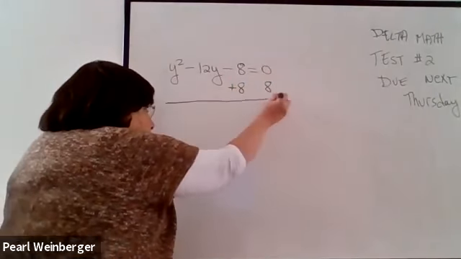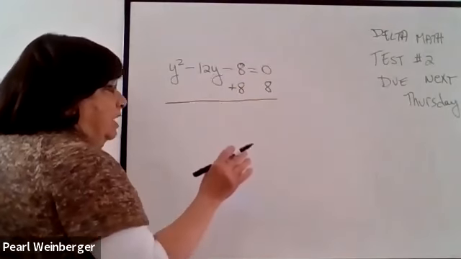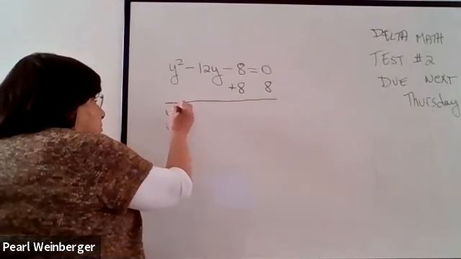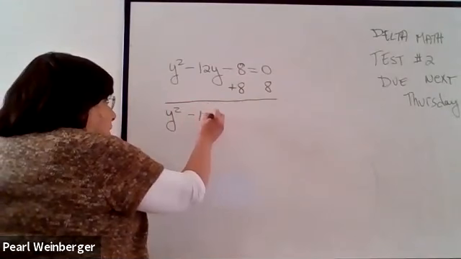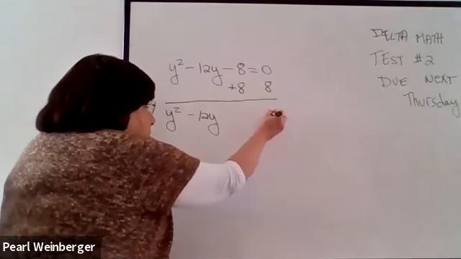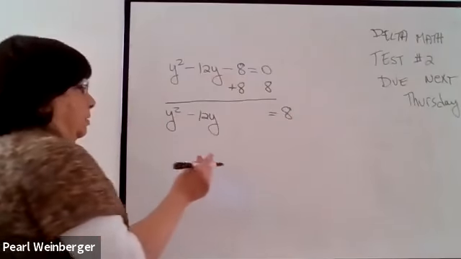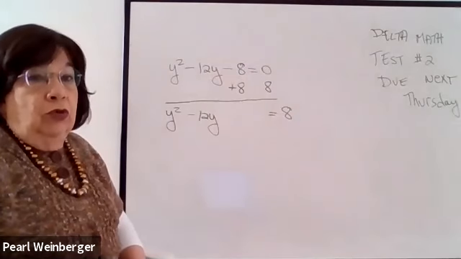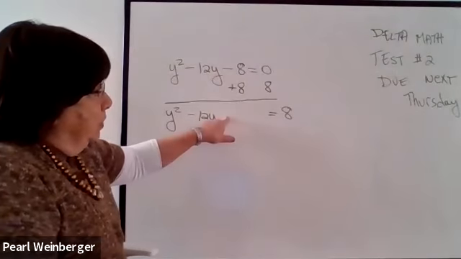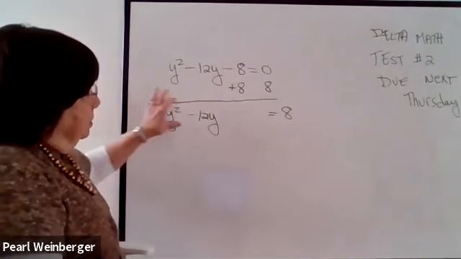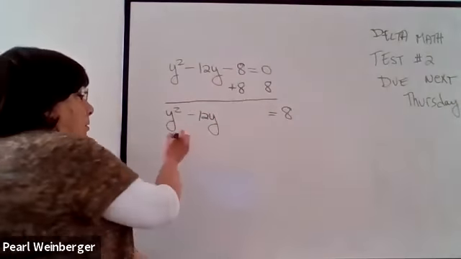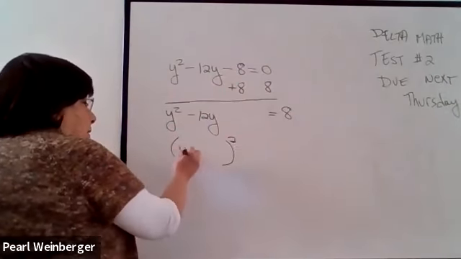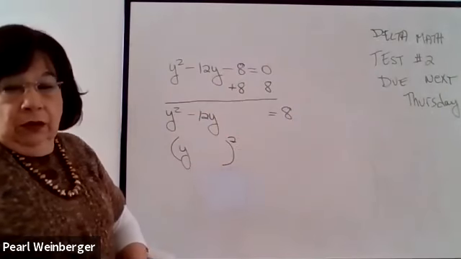Again, it's a quadratic equation. This is the only method of solving quadratic equations that requires you to have just the variables, the y squared and the negative 12y on one side and the regular number, which is 8, on the other side. And what we're going to do is figure out a number to put over here that will make this into a perfect square binomial. I know it's going to look like this, something y with something squared.